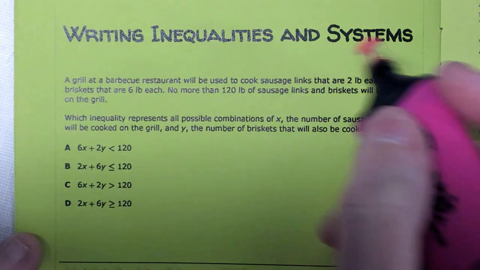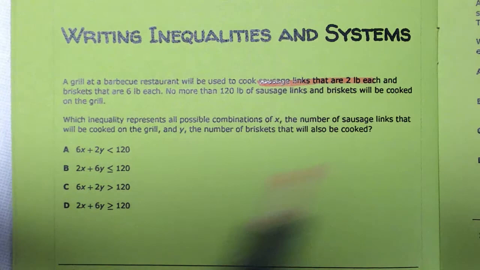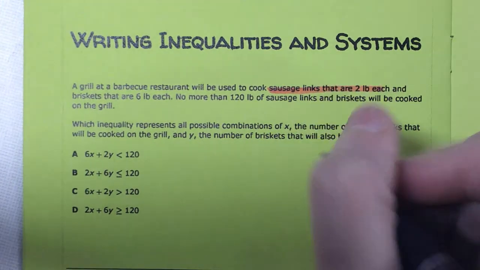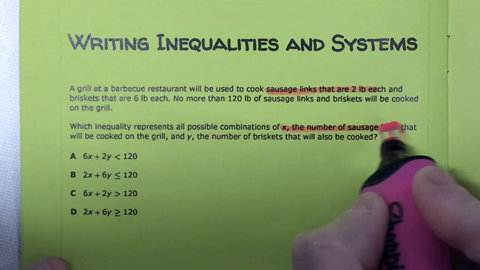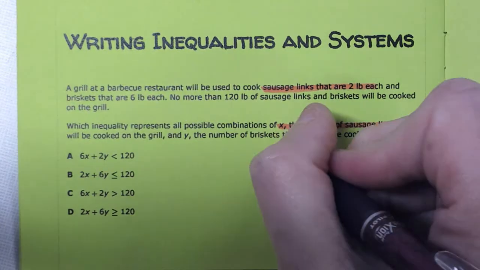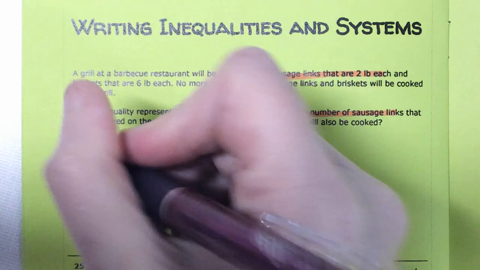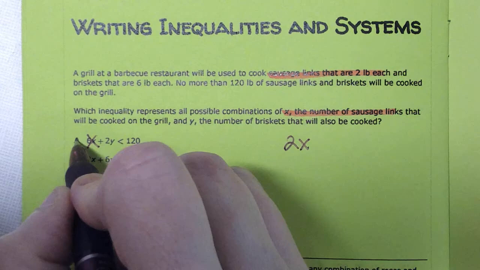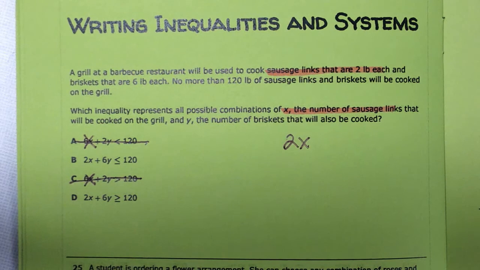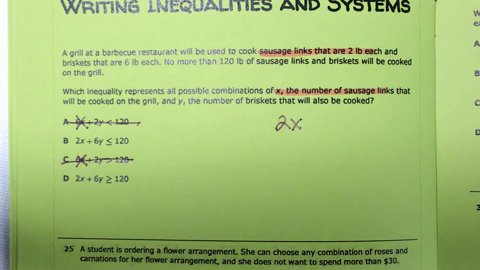So here's the thing I see. I see sausage links are 2 pounds each. And that tells me that sausage links should go with, so what did it say? It says X is sausage links, right? So 2 and X should go together. So I can get rid of A and C because 2 and X aren't going together, right? So even just right there, I've used some real simple test-taking stuff to get rid of 2 answers, all right?